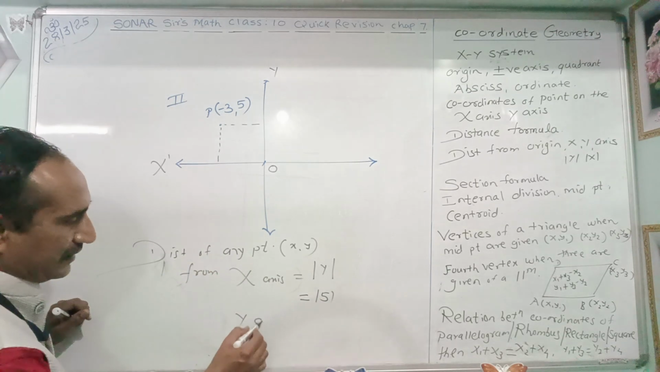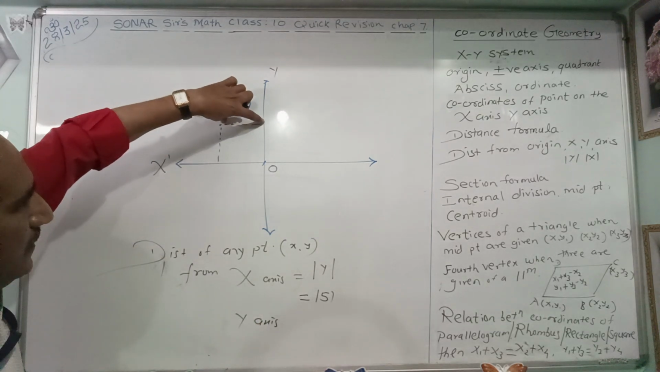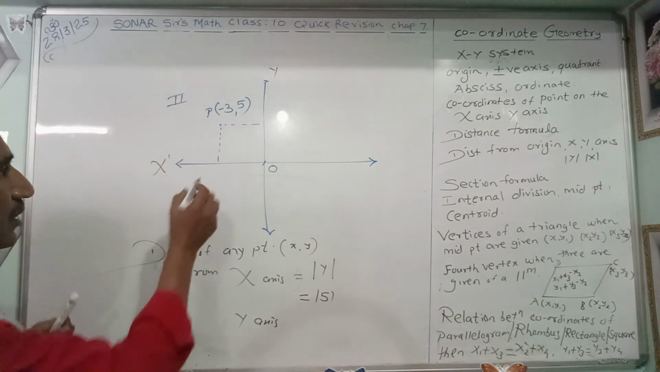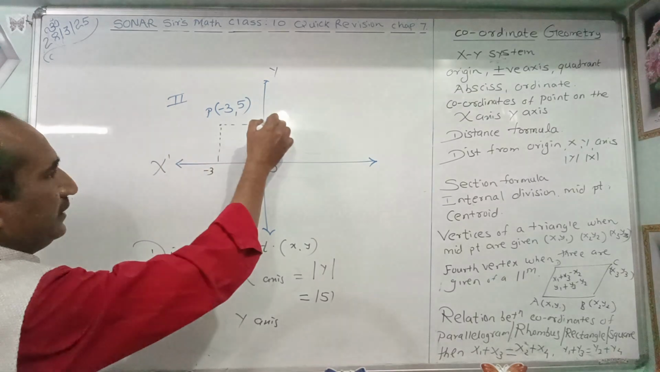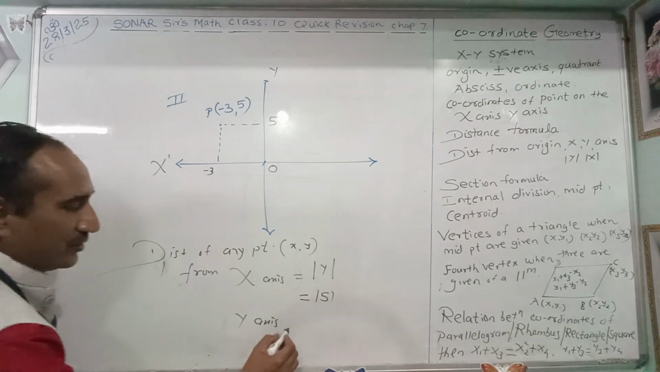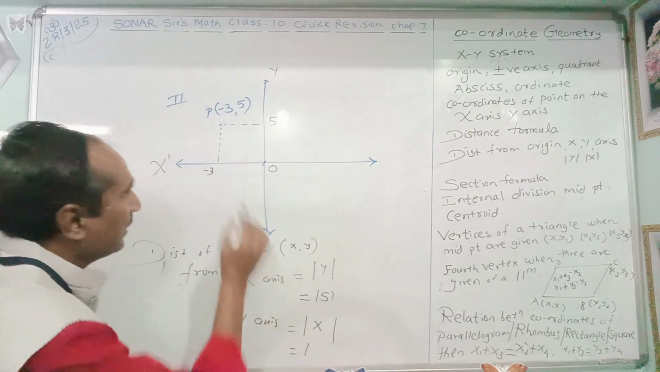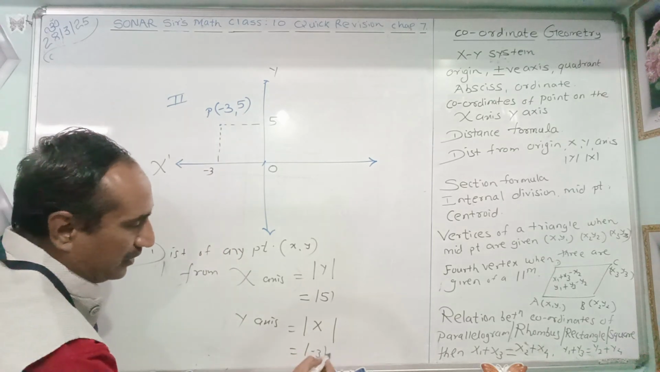Similarly, for the y-axis, the distance of a point from the y-axis is nothing but the x-coordinate. Here the x-coordinate is minus 3, and the distance cannot be negative. So distance is the mod of the x-coordinate. Here the x-coordinate is minus 3.